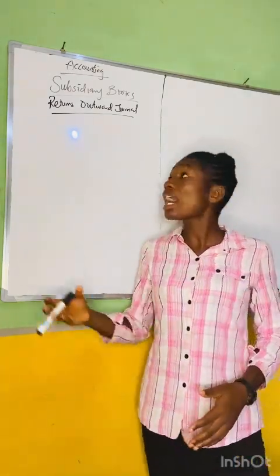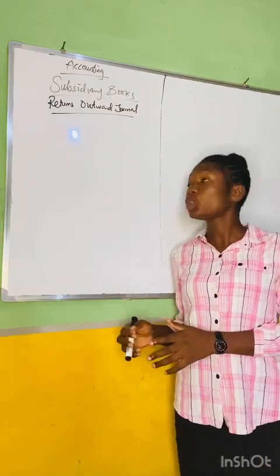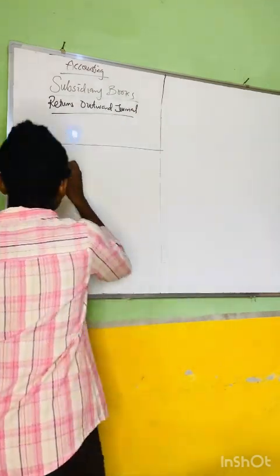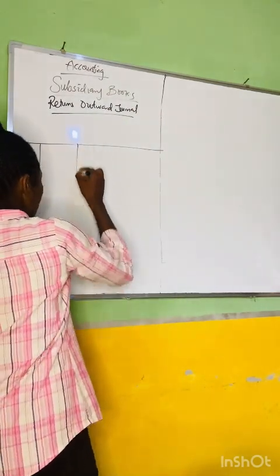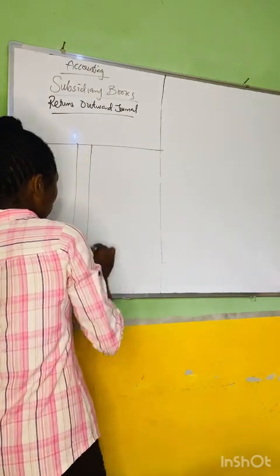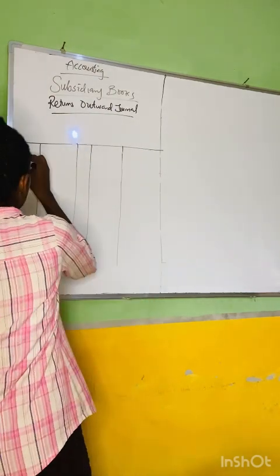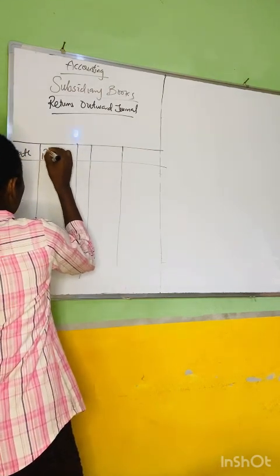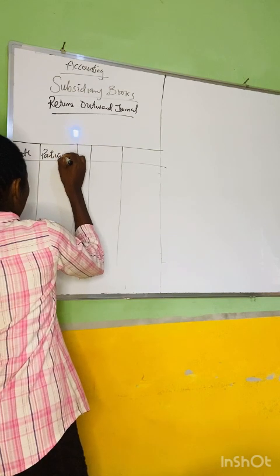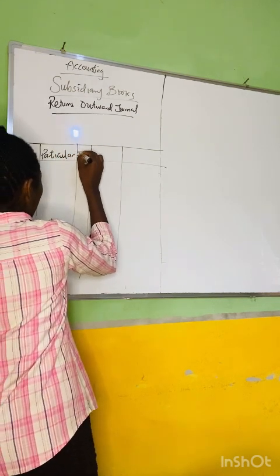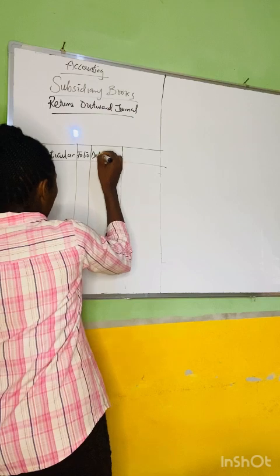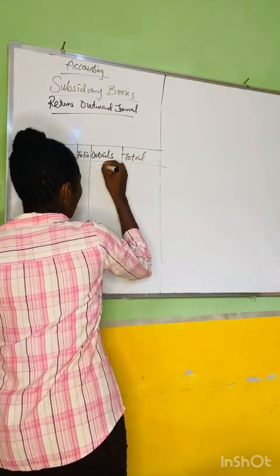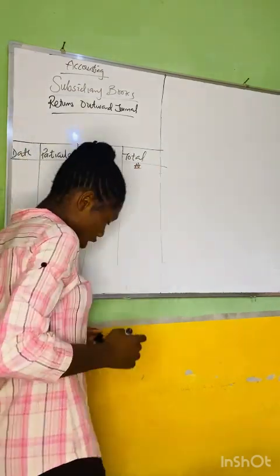We are going to be seeing how to enter in returns outward journal. We are still using the same format. So you just have to memorize this format: our date, our particular, our folio, details, and our total. We must also be conscious of our currency sign.